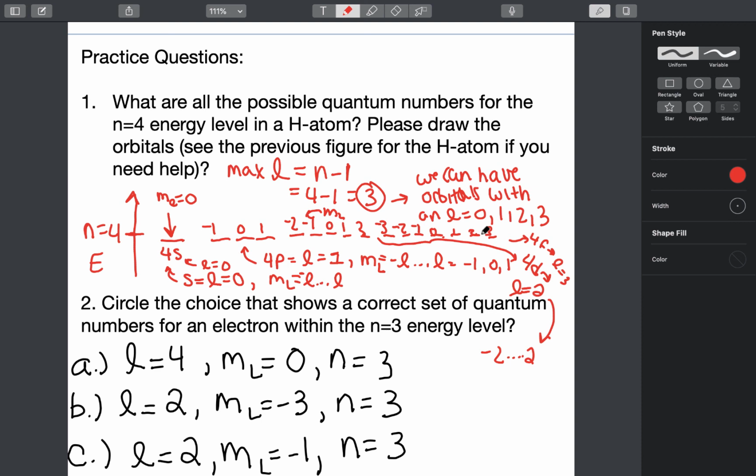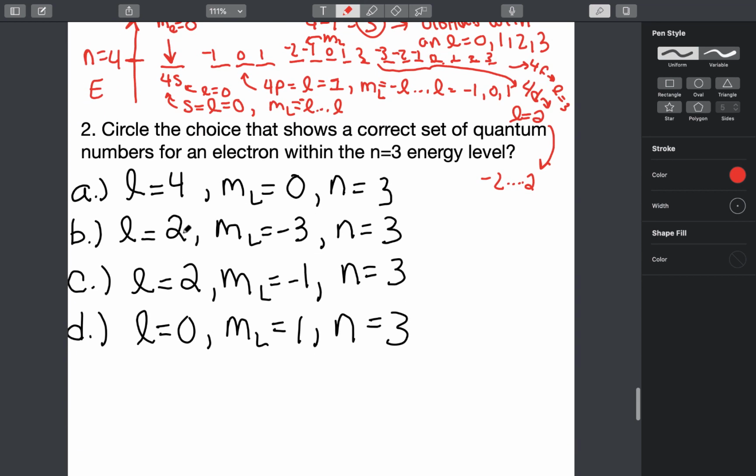Now, the main thing to note is that all the energy levels, all of these subshells within this particular energy level are degenerate in the H atom because we only have one electron. All right, so let's go on to the second problem.